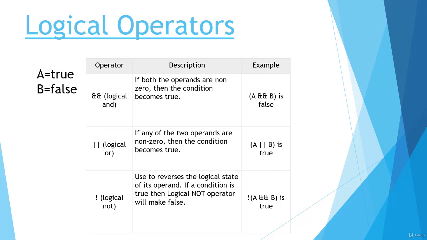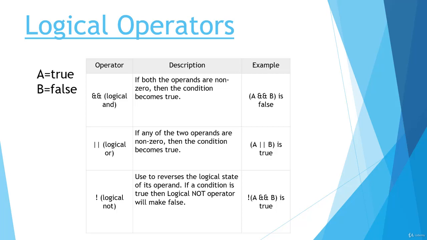And at the end, we have logical NOT, used to reverse the logical state of its operand. If the condition is true, the logical NOT operator makes it false. You can see A AND B is false in the previous example, but if you add the logical NOT with it, then that condition becomes true. If the answer is true, then the logical NOT will convert it into false. And if the answer is false, then the logical NOT operator converts it into true.